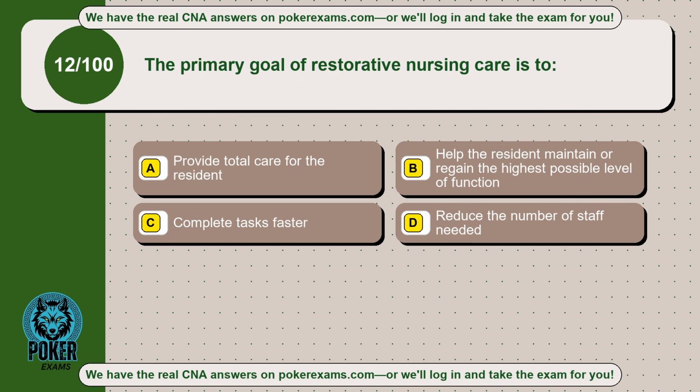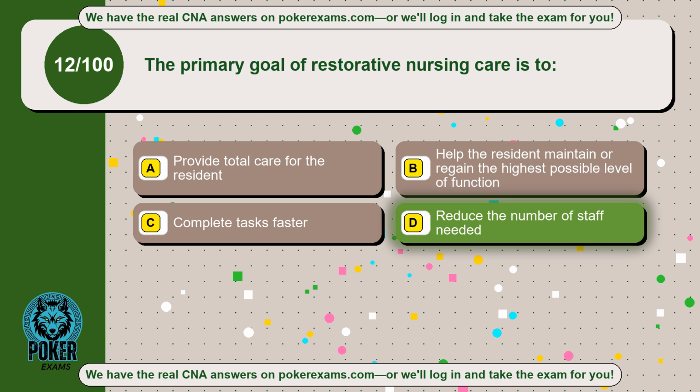Question 12. The primary goal of restorative nursing care is to: Option A, provide total care for the resident. Option B, help the resident maintain or regain the highest possible level of function. Option C, complete tasks faster. Option D, reduce the number of staff needed.